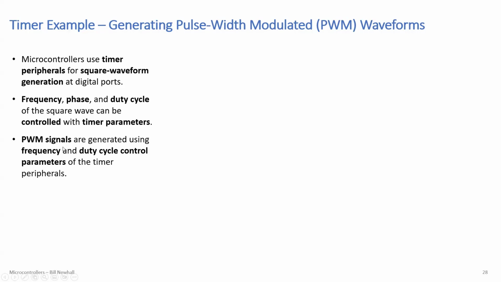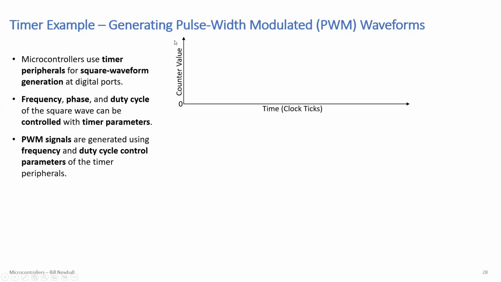So PWM signals are generated using frequency control and duty cycle control parameters, and those are parameters of the timer peripherals. Let's look at a plot of the counter value in the timer. This is the integer value that's stored in the timer, and let's look at that value over time. When I say time, I mean clock ticks, the edges of the clock waveform, or maybe a prescaled version of the clock waveform that is reduced in frequency.